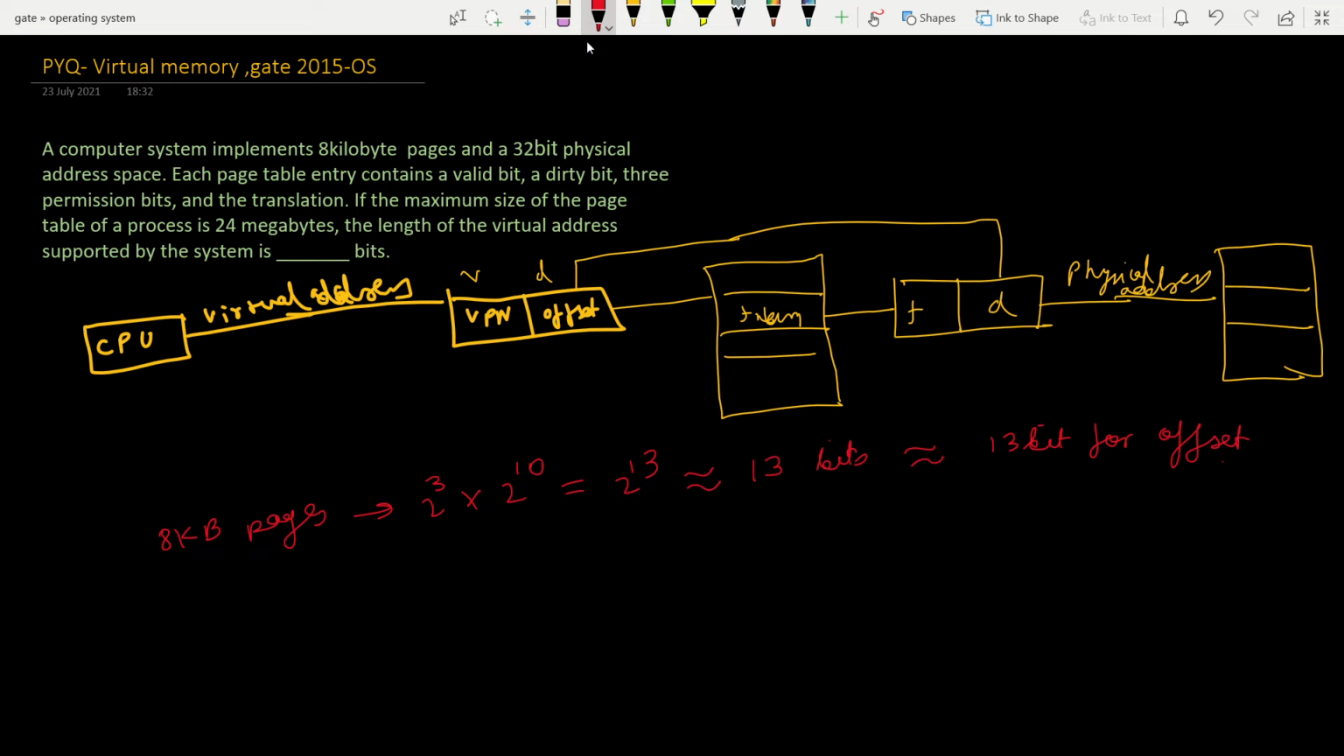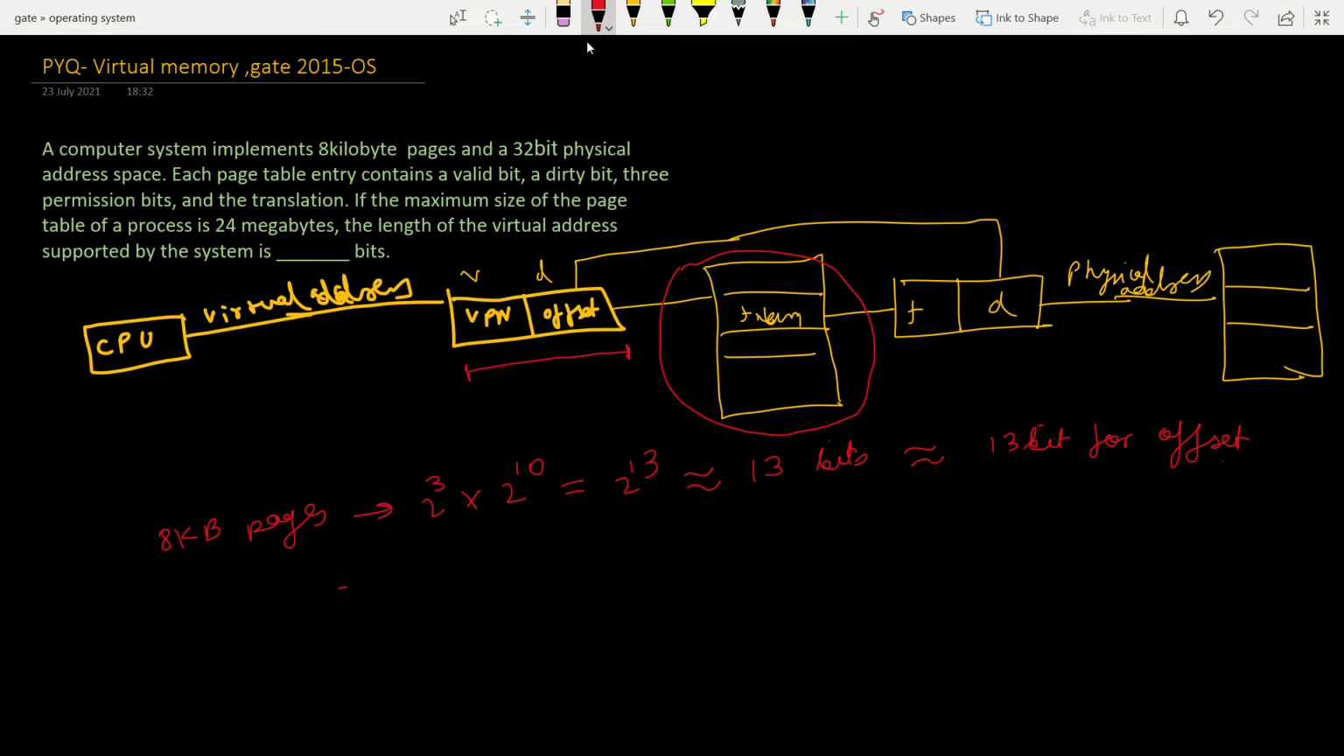So pretty simple. These are the extra bits here, and the maximum size of the page table of a process is 24 megabytes. The question asks us to find the length of the virtual address supported by the system. That means we need to find this length. So we are clear on what the question is asking and what we need to do. Let us move forward.